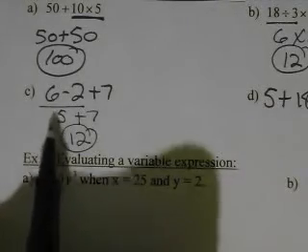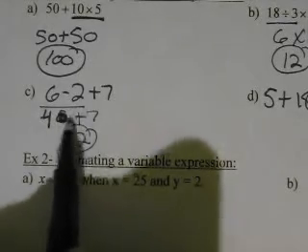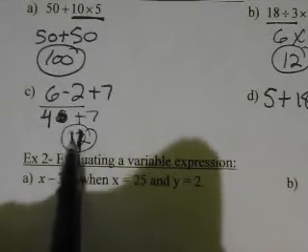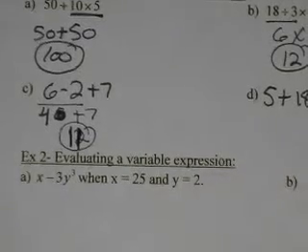See, I made a mistake. 6 minus 2 is not 5, it is 4. 4 plus 7 is 11. Maybe you caught my mistake. If you did, good job.